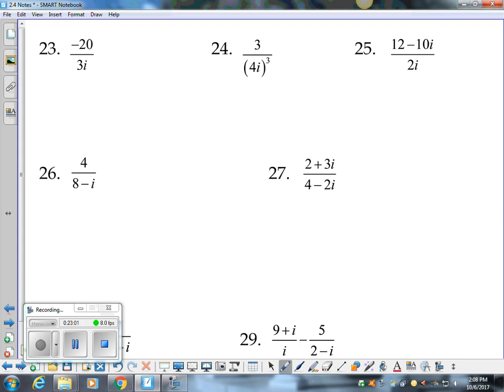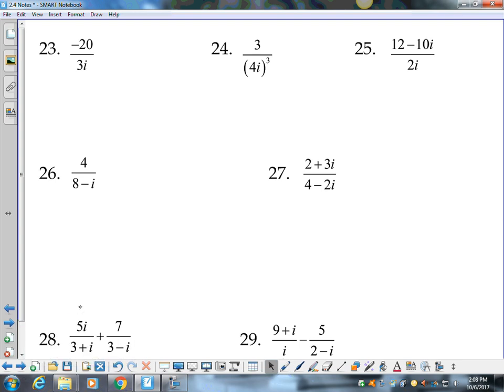Okay, here's another nifty little rule about i's. You cannot give me an answer that has i's in the denominator. So on number 23, I've got no problem with the negative 20. I've got no problem with the 3. But you cannot give me an i in the denominator, okay?